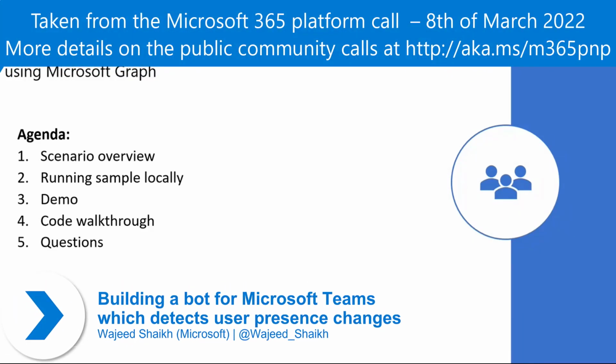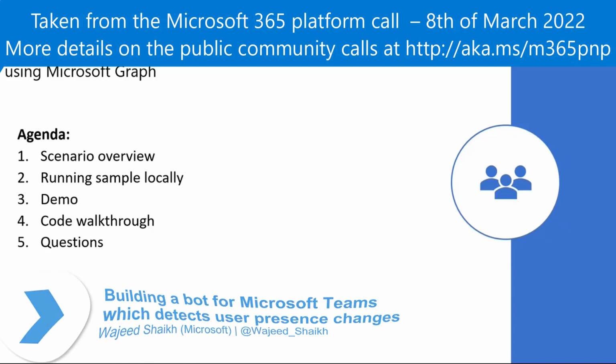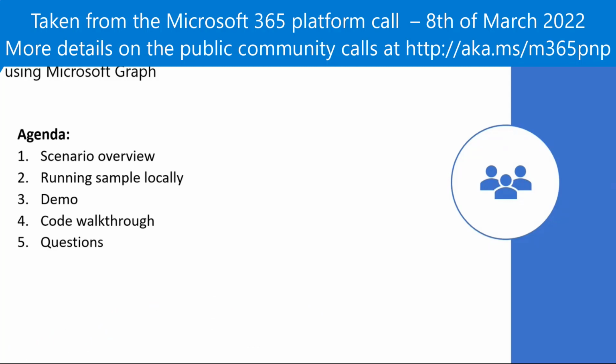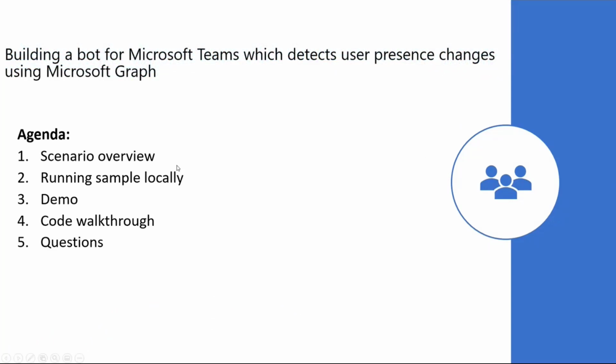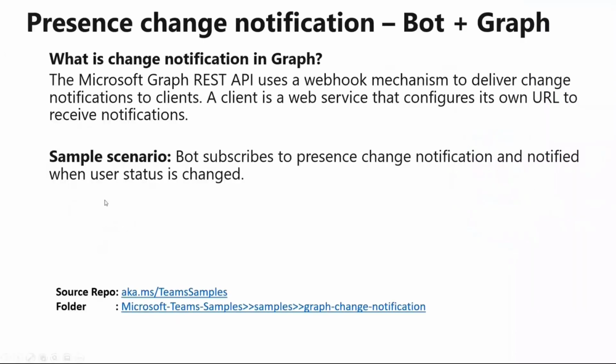And I'm back with another scenario-based sample, which I'm going to demo and also do a code walkthrough. To get started, we'll talk about the scenario, which is detecting the user presence and sending a notification using a bot. We'll also do this demo locally. We'll run this and have a demo. After that, we'll do a code walkthrough and take questions around that. So let's dive into it.